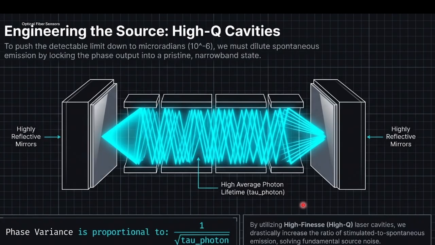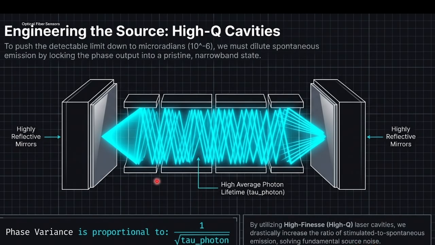DAB laser. To push the detectable limit down to micro radians, 10 to the power minus 6, we must dilute spontaneous emission by locking the phase output into a pristine narrowband state. So the phase variance is proportional to 1 by under root of tau, which is lifetime. By utilizing a high finesse, high Q laser cavity, we drastically increase the ratio of stimulated to spontaneous emission, solving fundamental source noise.